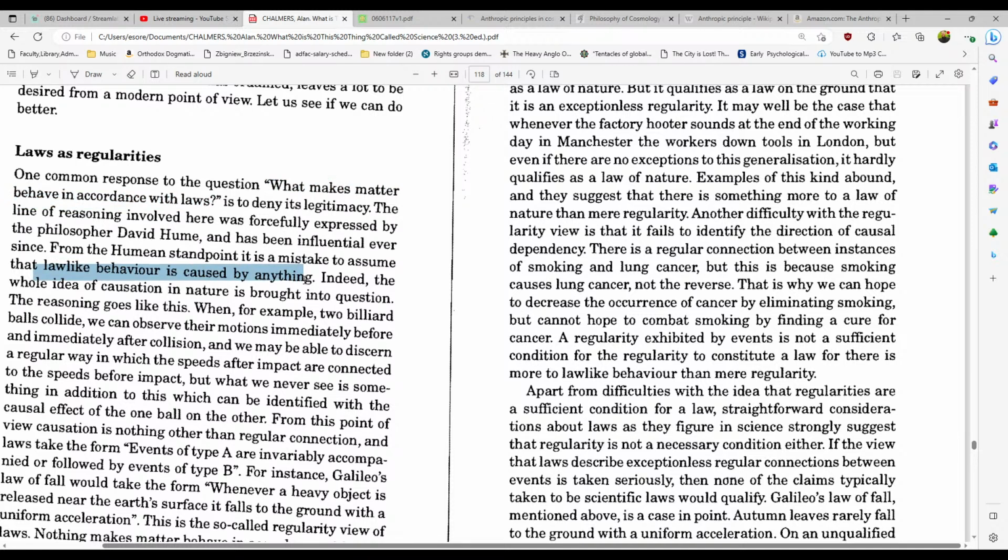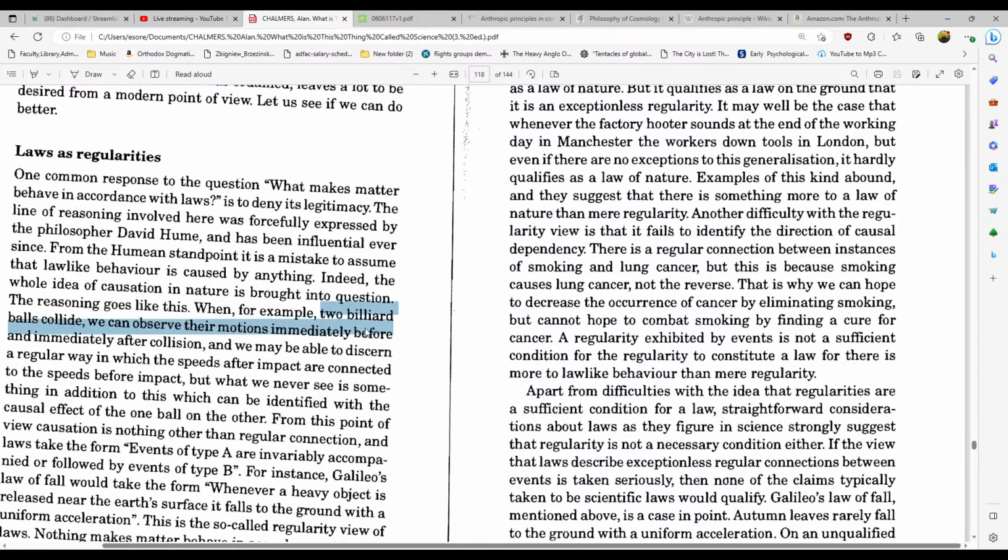It's wrong, says David Hume, to think that law-like behavior is caused by anything. So basically what he's saying is that to ask the question what makes matter behave in accordance with the laws probably assumes the notion of causality in there. But it's wrong to think that there's causality, that anything's caused, right? That's why he says here, the whole idea of causation in nature is brought into question.